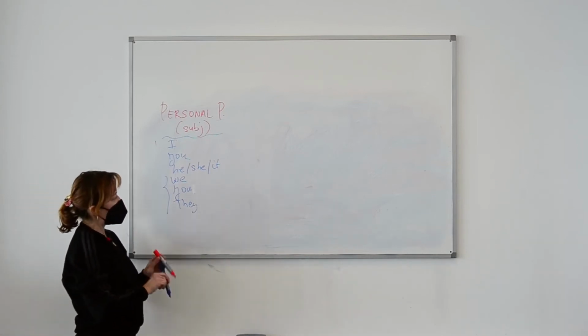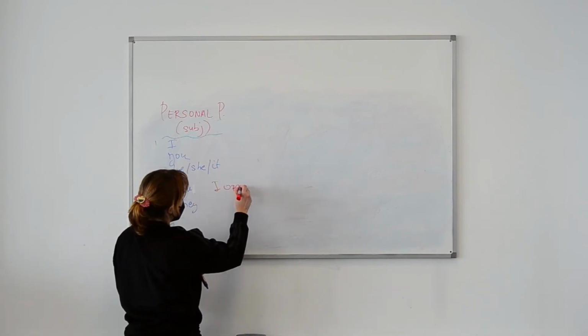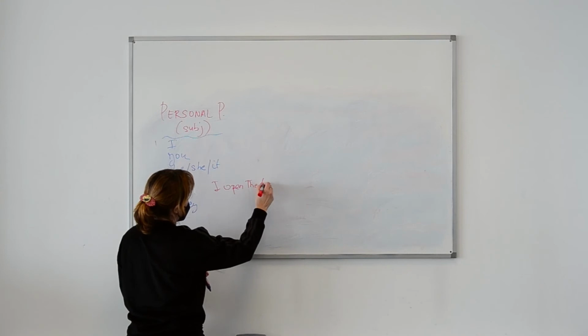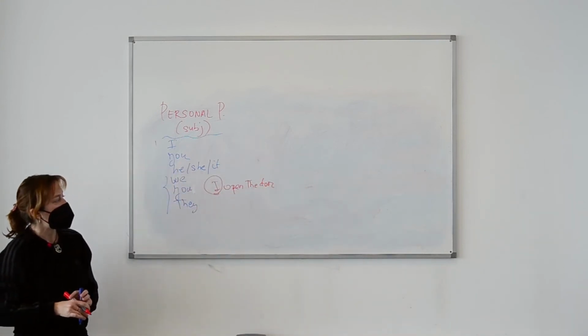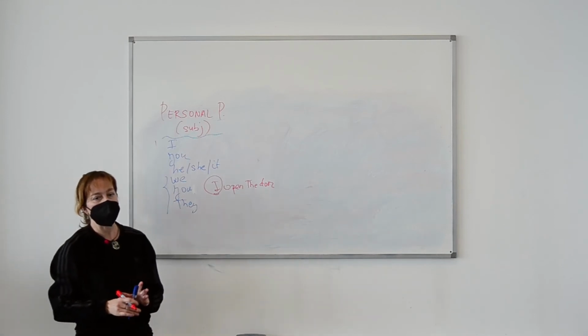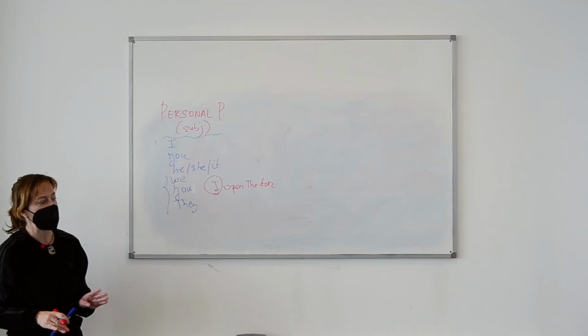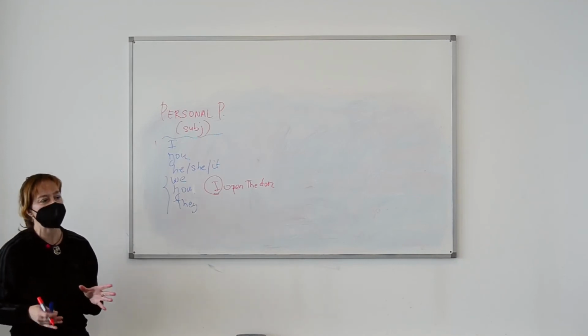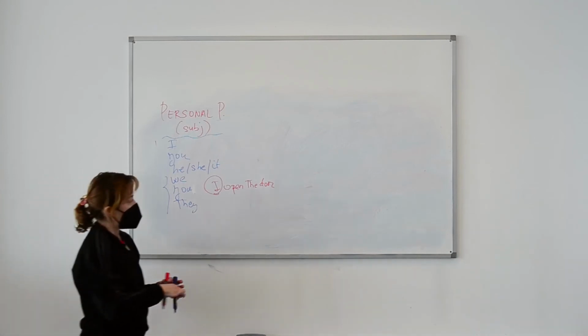The position of these personal pronouns is subject in the sentence. For example, I opened the door. In this case, I is the subject of the sentence. In English, the subject should always be indicated in a sentence. The subject is never omitted. It doesn't happen like in Spanish, in which we can create a sentence without a subject. In English, this is not possible.